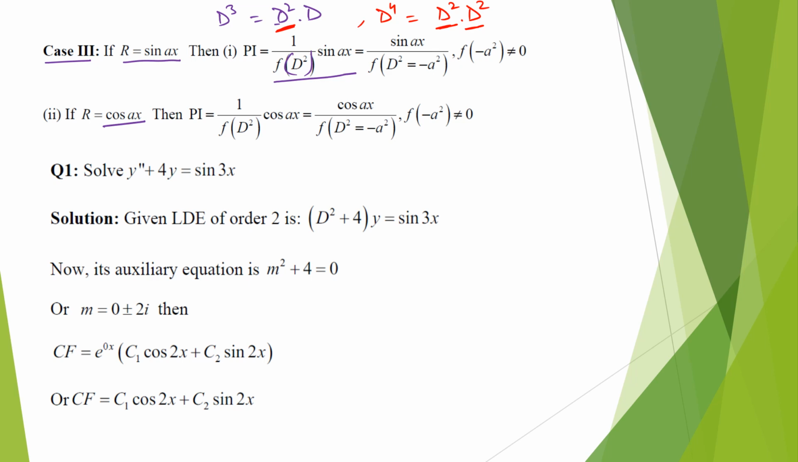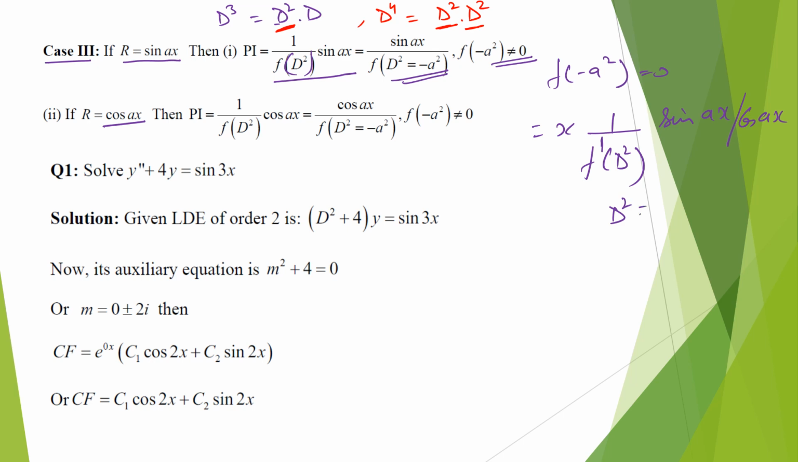So 1 over f of d square is replaced by minus a square if f of minus a square is not equal to 0. But if f of minus a square is 0, then we have to multiply with x and differentiate the denominator term of d square with respect to d, and over here we have sin ax or cos ax. Then we have to again substitute d square equal to minus a square and continue the process.